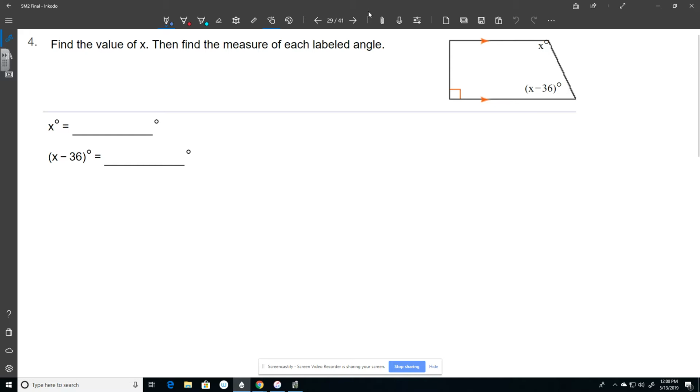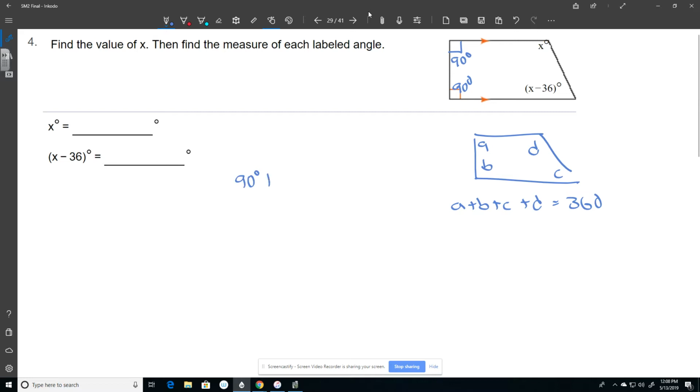So number 4. Find the value of x. This requires you to go back a ways and remember that the 4 angles in a quadrilateral add up to 360. So in any quadrilateral, if you want to put a formula in your notes, A, B, C, and D, if you take A plus B plus C plus D, you get 360 degrees. So in this problem, if this is a 90-degree angle, these are parallel, which means this is also 90 degrees.